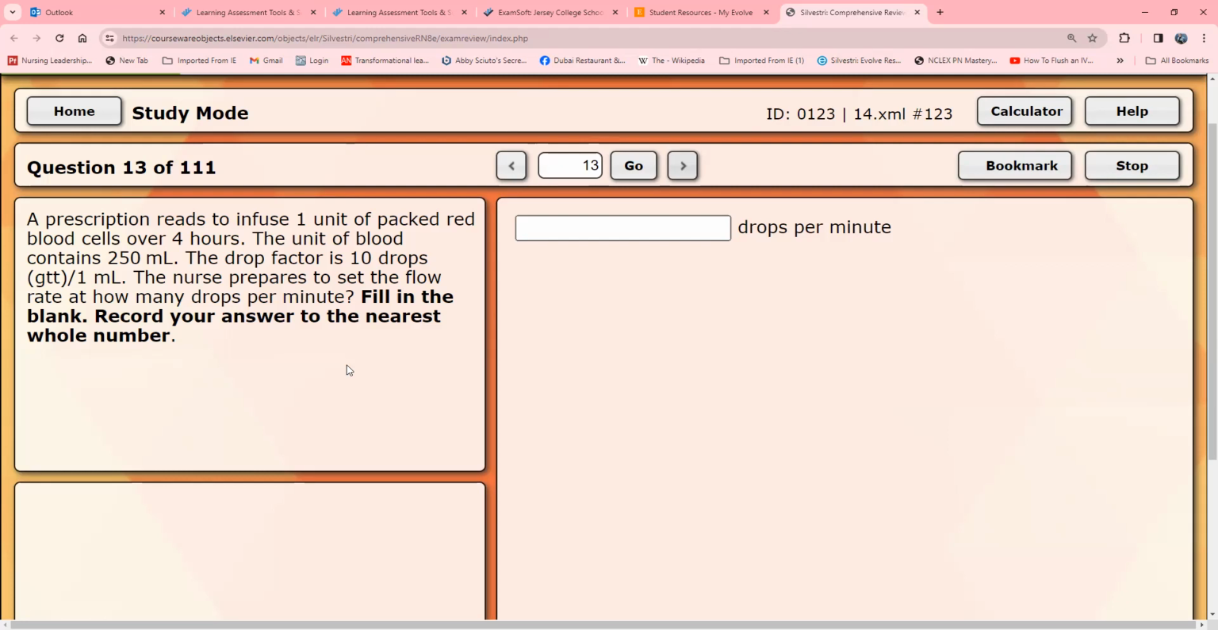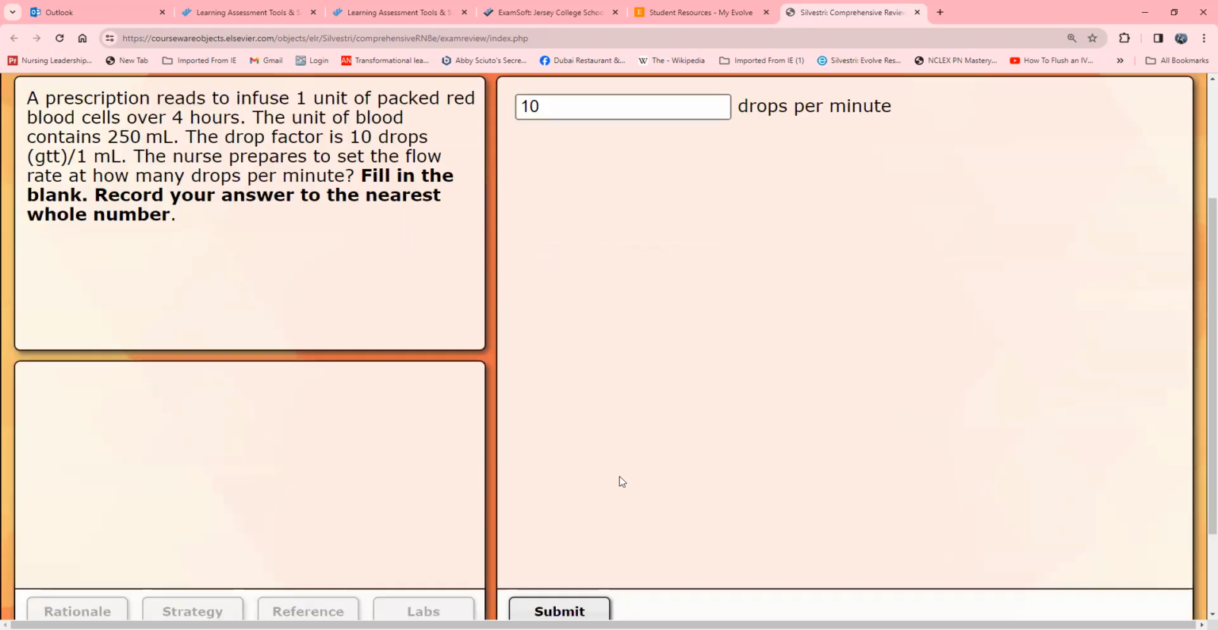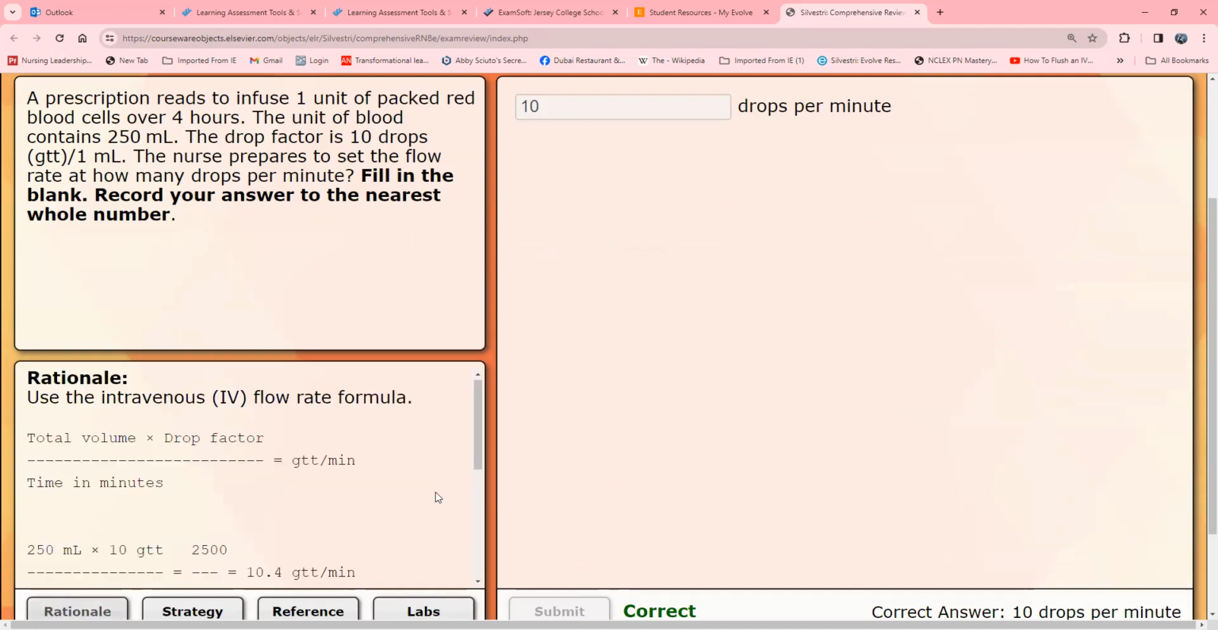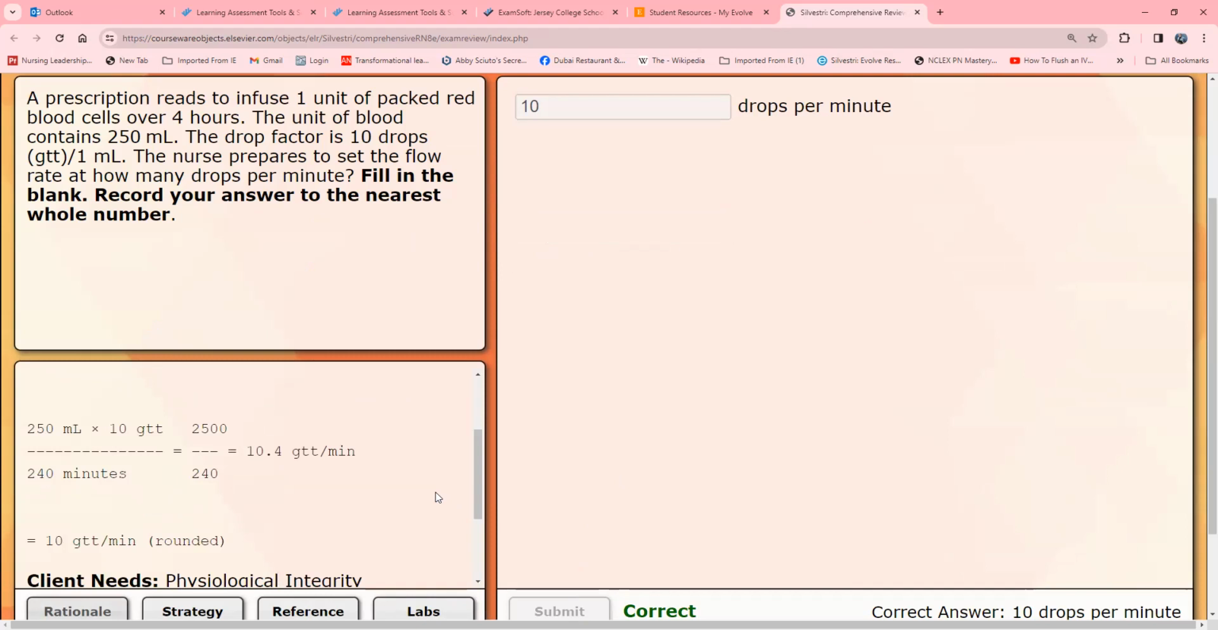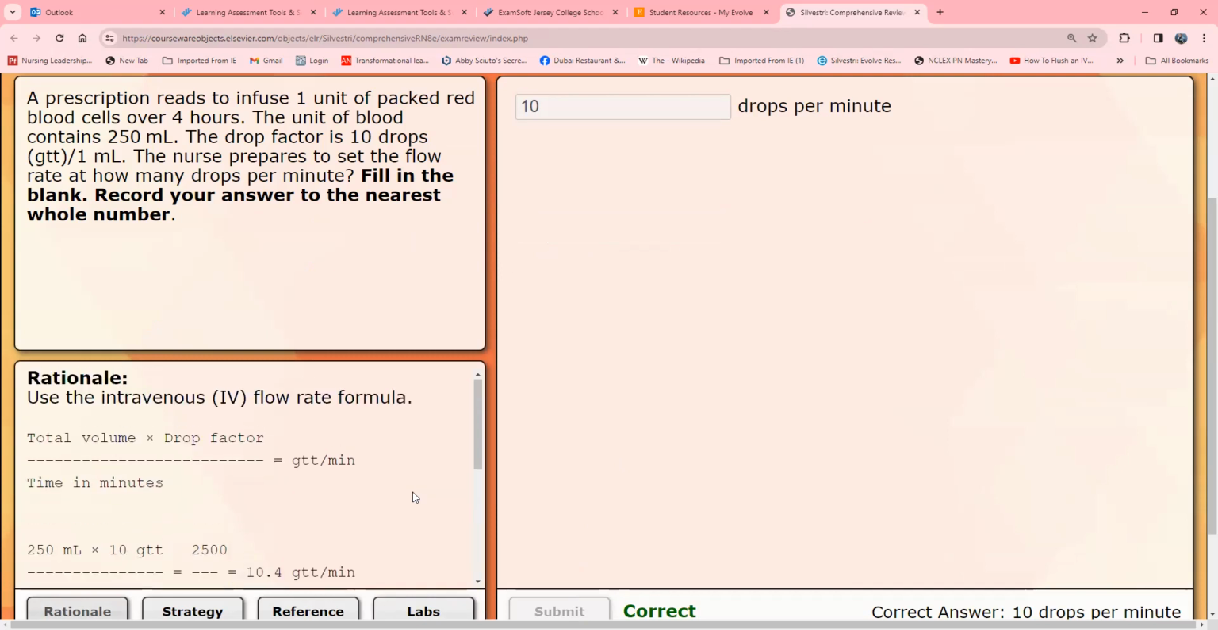So what'd you get? 10? 10.41, but it's 10, right? Correct. Because it always has to be what? A whole number. That's part of the formula. I add that in as part of the formula so I don't forget.